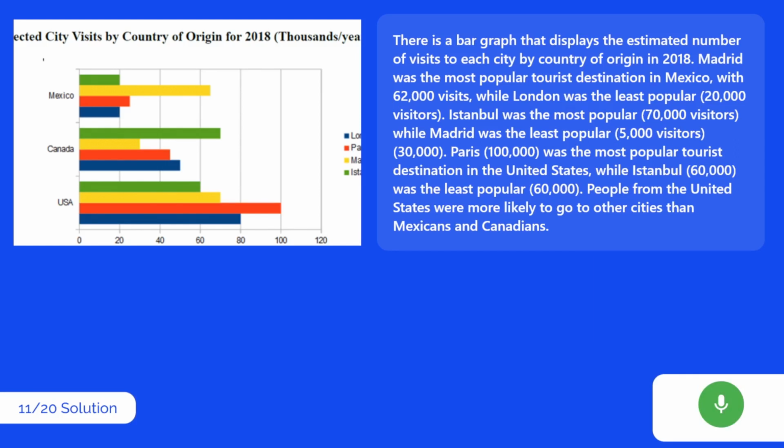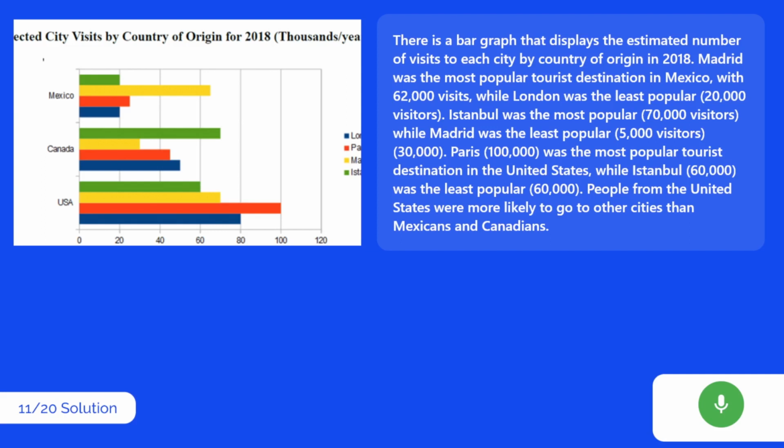There is a bar graph that displays the estimated number of visits to each city by country of origin in 2018. Madrid was the most popular tourist destination in Mexico, with 62,000 visits, while London was the least popular, with 20,000 visitors. Istanbul was the most popular, with 70,000 visitors, while Madrid was the least popular, with 5,000 visitors, 30,000.